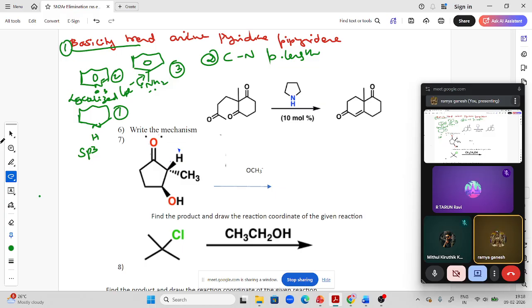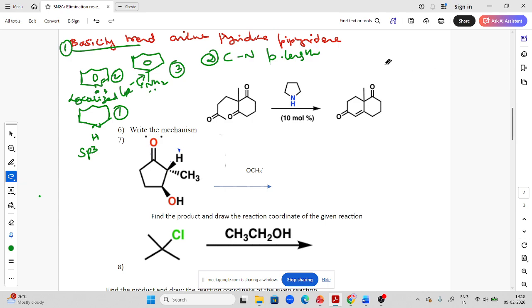Tarun, tell me. CN bond length in the same three molecules. CN bond length in piperidine is the greatest, ma'am. Okay, piperidine is greatest. Correct. Then pyridine and aniline, ma'am. Because pyridine is sp2 hybridized, so it has a permanent double bond character, ma'am. And aniline has a partial double bond character, which is still lesser than a double bond, ma'am.